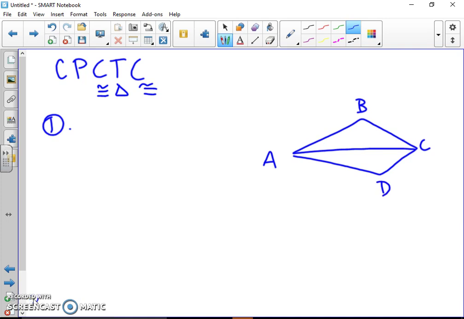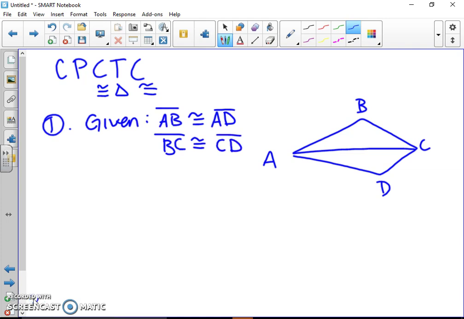So I have ABC and then ACD. And here's what we're given. I'm going to tell you that AB is congruent to AD. And then also BC is congruent to CD. And we're going to use this information to prove this. We're going to prove that angle BCA is congruent to angle DCA.